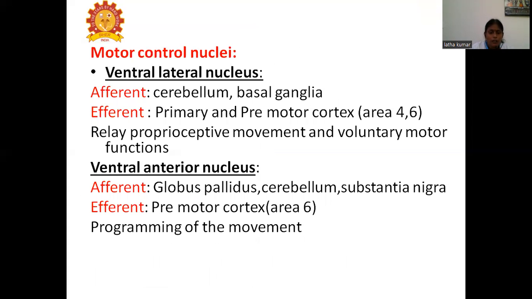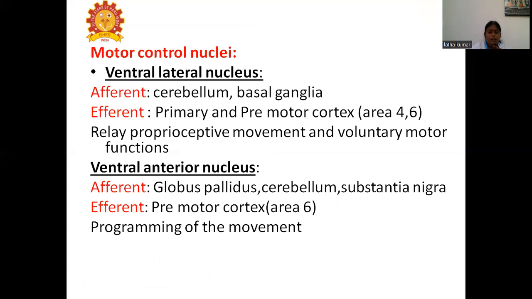So next one is the motor control nuclei. First one is the ventral lateral nucleus and second one is the ventral anterior nucleus. The ventral lateral nucleus is the chief motor nucleus of the thalamus. It acts as a relay station for cerebellar impulses.